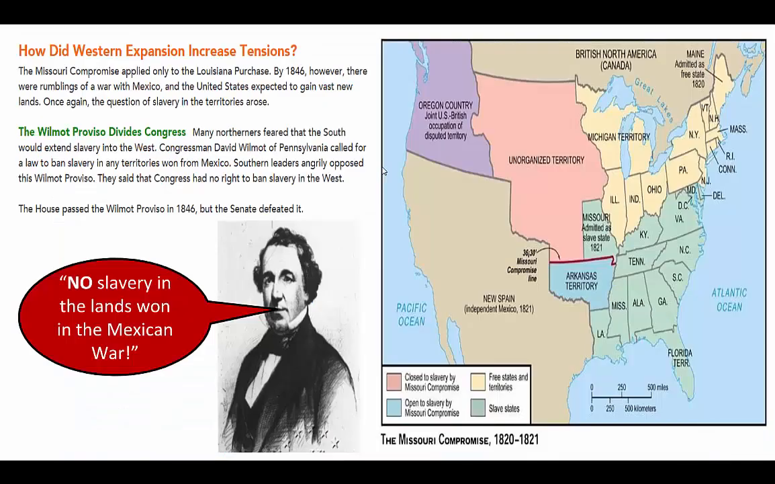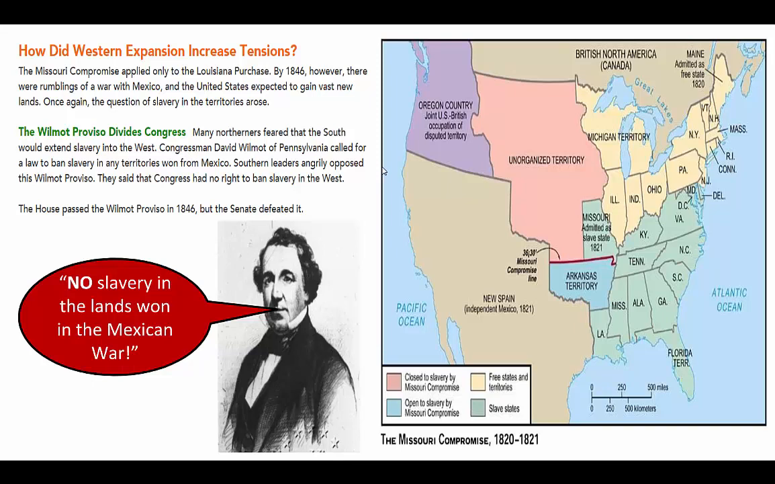How did Western expansion increase tensions? The Missouri Compromise applied only to the Louisiana Purchase. By 1846, however, there were rumblings of a war with Mexico, and the United States expected to gain vast new lands. Once again, the question of slavery in the territories arose.